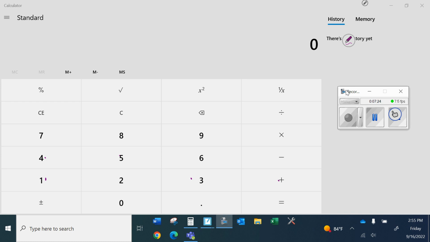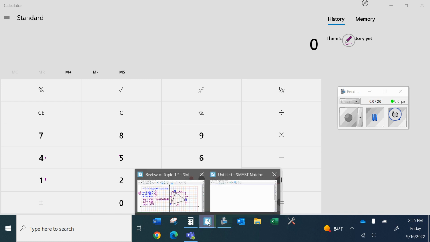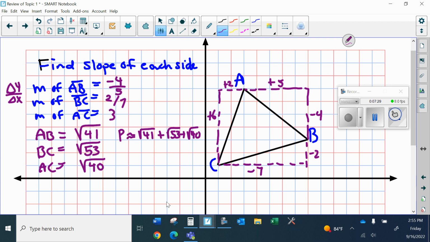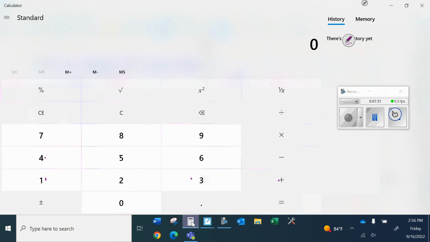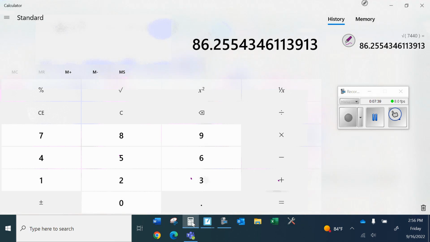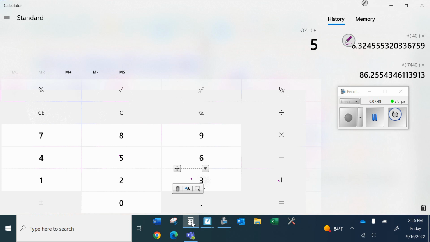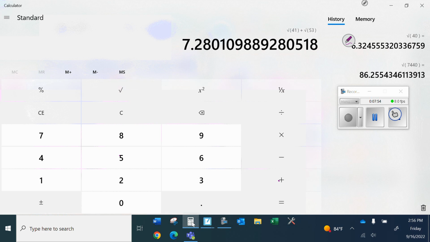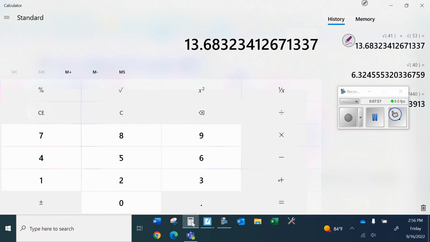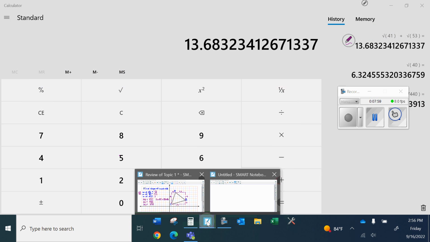All right, let's try it again. Let me see those numbers again: 41, 40, and 53. Okay, 40 square root plus 41 square root plus 53 square root equals 13.68, rounded to the nearest hundredth.